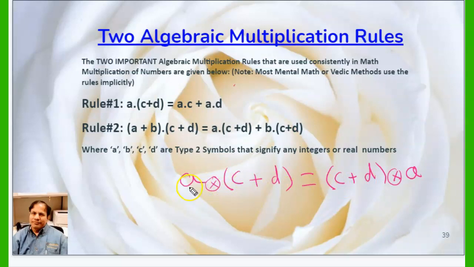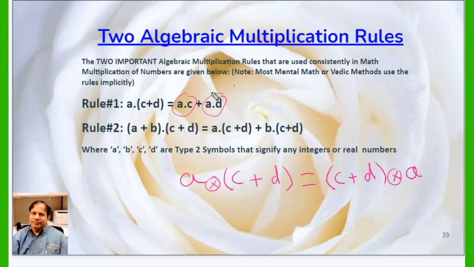If you distribute A inside the parenthesis, you end up with A times C, which is A dot C in this case, plus A dot D, or A times D. That is rule number 1. So we state A times C plus D equals A times C plus A times D.